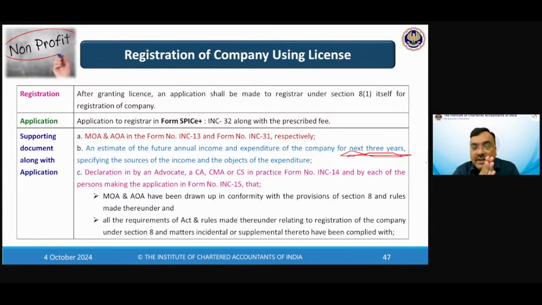तो क्या क्या सबमिट करना है, what to be submitted: MOA and AOA, estimate of 3 years income and expenditure and their resources and objects, and a declaration by the professional plus each one making the application, that all the requirements have been complied with. MOA and AOA have been prepared as per the provisions required for section 8, and all the requirements of the act and rules relating to registration of a company under section 8 have been complied with. Right? Declaration in each type of company is necessary.